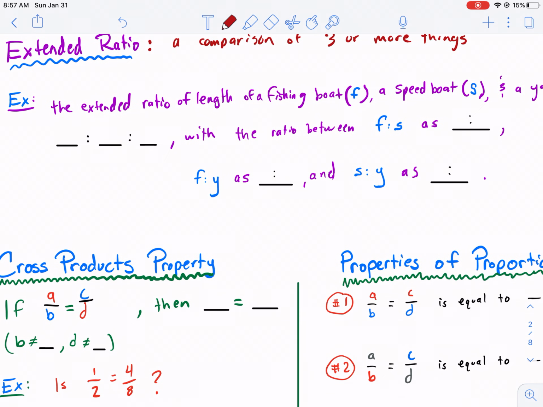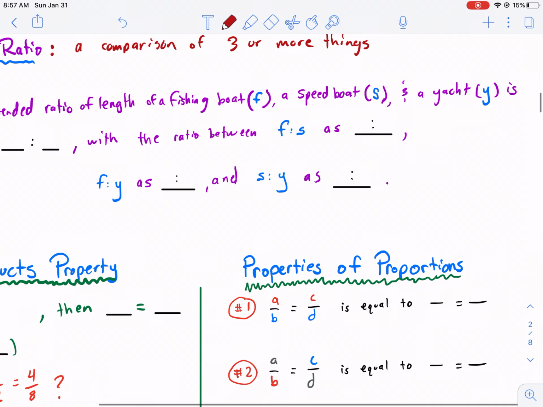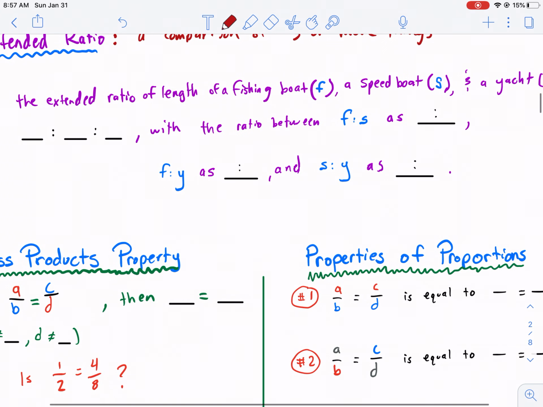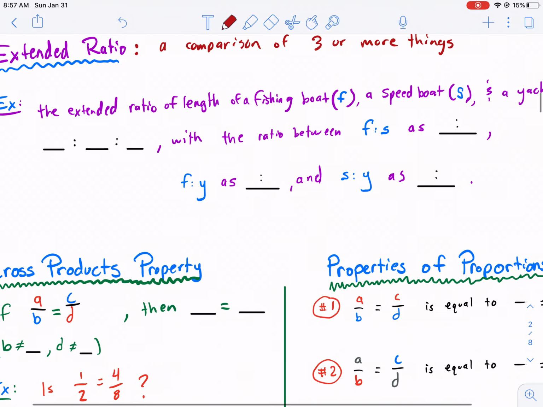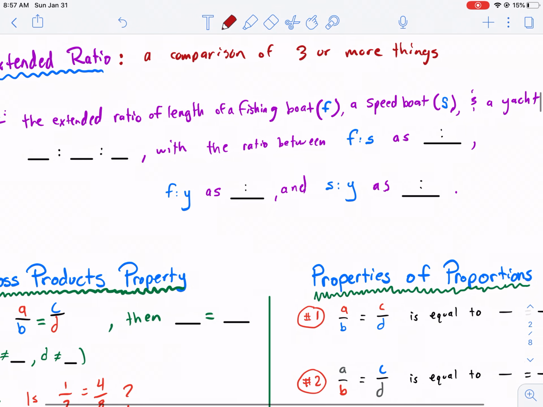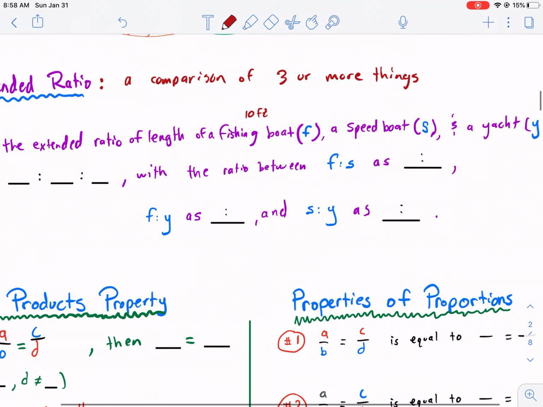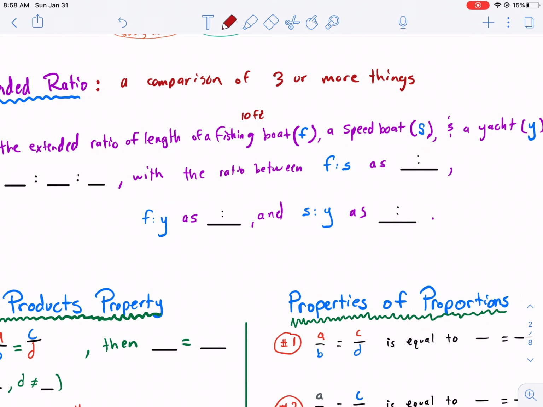The extended ratio of length of a fishing boat, a speedboat, and a yacht is, now fishing boats, we're not talking about those professional ones that go into deep ocean. We're talking about those little ones you take on a lake. Maybe our average fishing boat is 10 feet, a real small little rowboat or something like that.